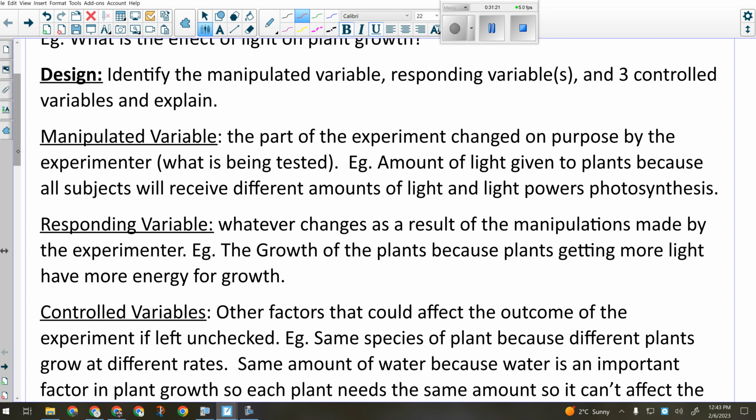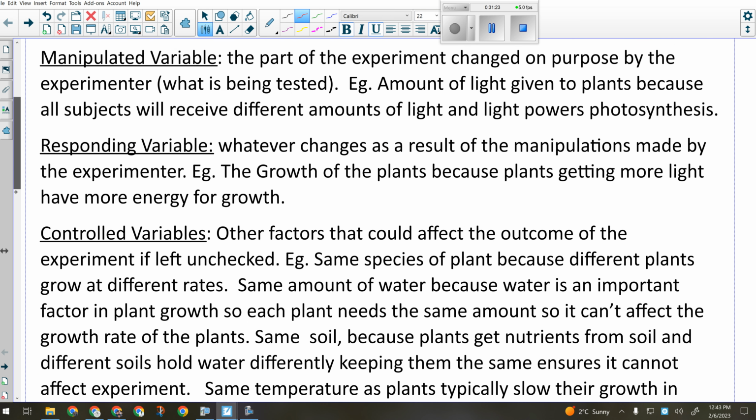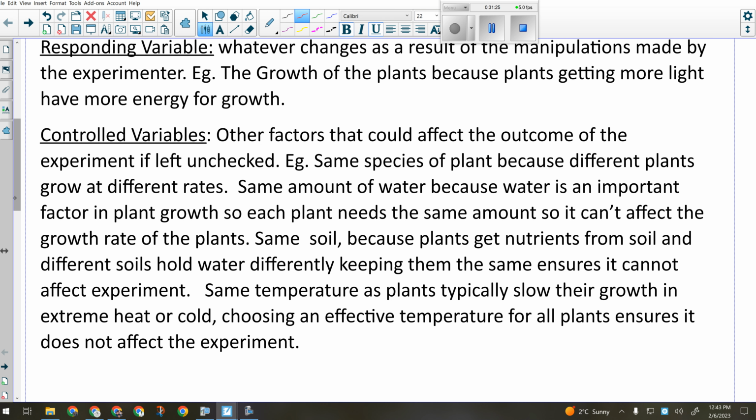And then my controlled variables are the other factors that could affect the outcome of the experiment were they to be left unchecked. For example, same species of plant because different plants grow at different rates. Same amount of water because water is an important factor in plant growth, so each plant needs the same amount so it can't affect the growth rate. Also the same type of water. Same soil because plants get nutrients from the soil. Different soils hold water differently. Keeping them the same ensures it cannot affect the experiment.